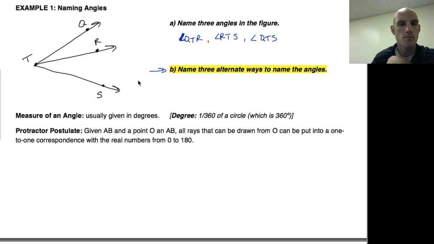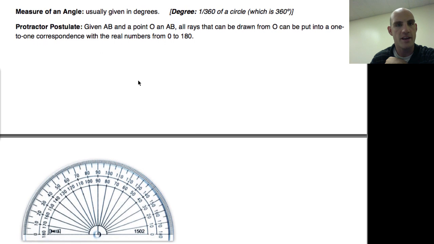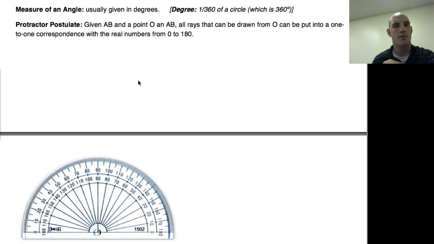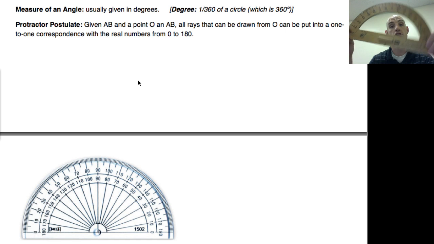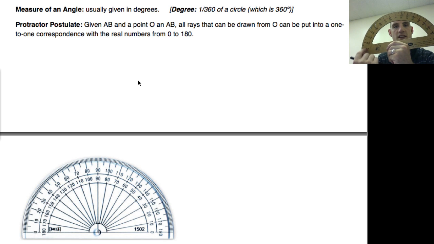The measure of an angle is usually given in degrees. We know this. There's 360 degrees all the way around a circle, so 1 degree is 1/360th of a circle. That's what a degree is. And the protractor postulate has to do with the protractor, one of which you see on your screen and the other you can see right here. I've got this giant protractor here that's used on the board. And around it you can see the degrees listed.